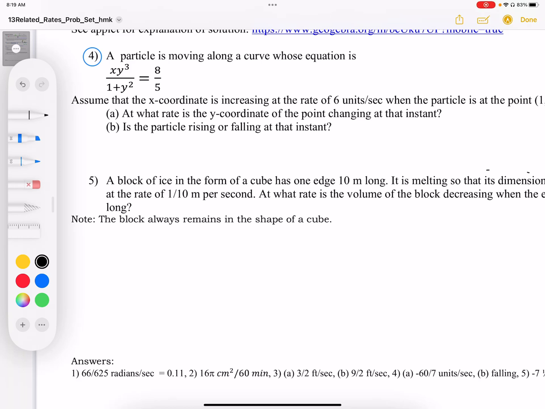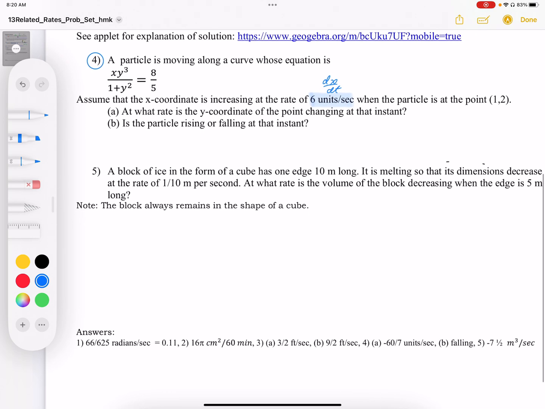In question number 4, it says a particle is moving along a curve whose equation is given by x y cubed divided by 1 plus y squared equals 8 over 5. And it says the x coordinate is increasing at a rate of 6 units per second. So this 6 units per second reflects dx by dt. So it's moving to the right at 6 units per second, when the particle is at (1, 2).